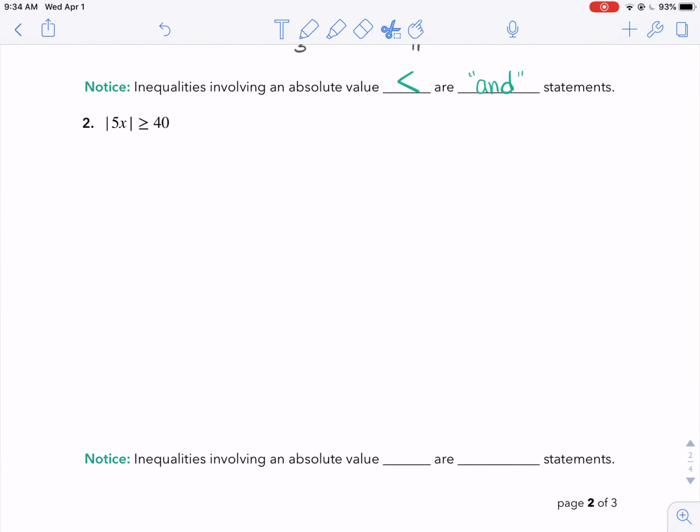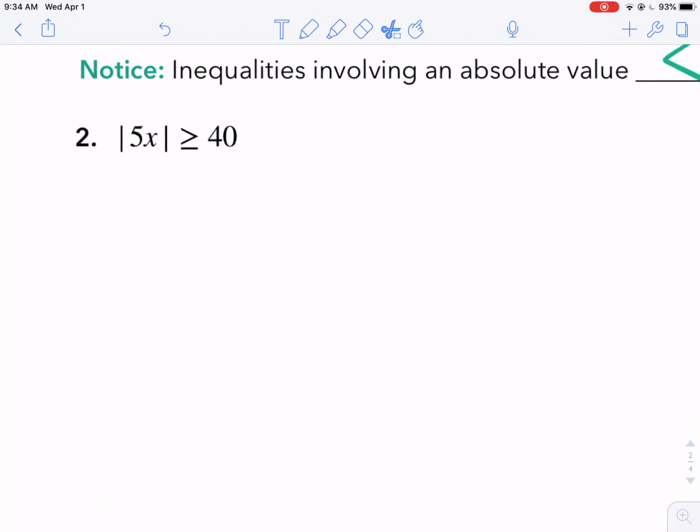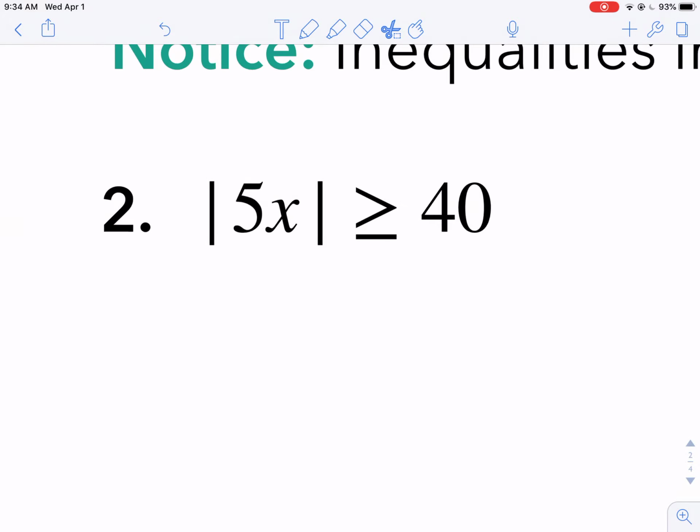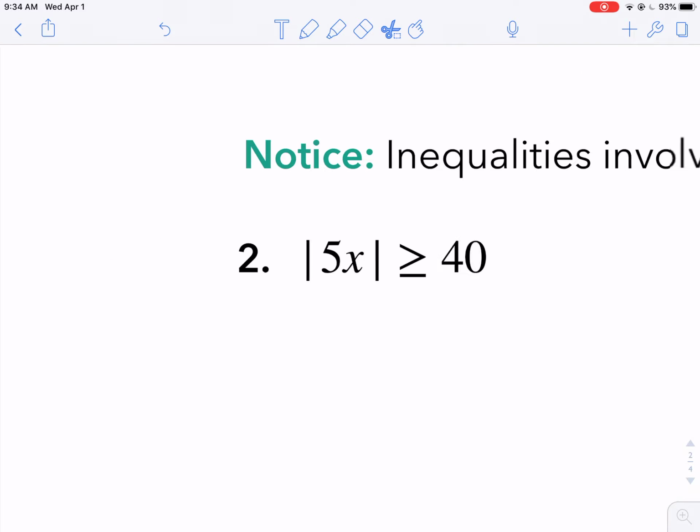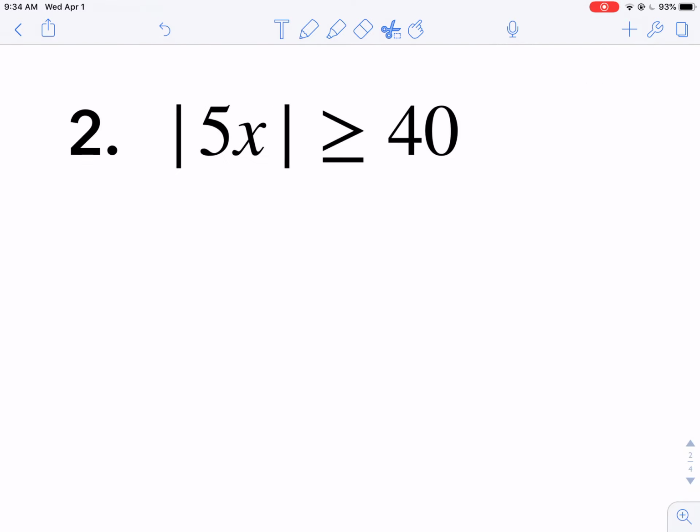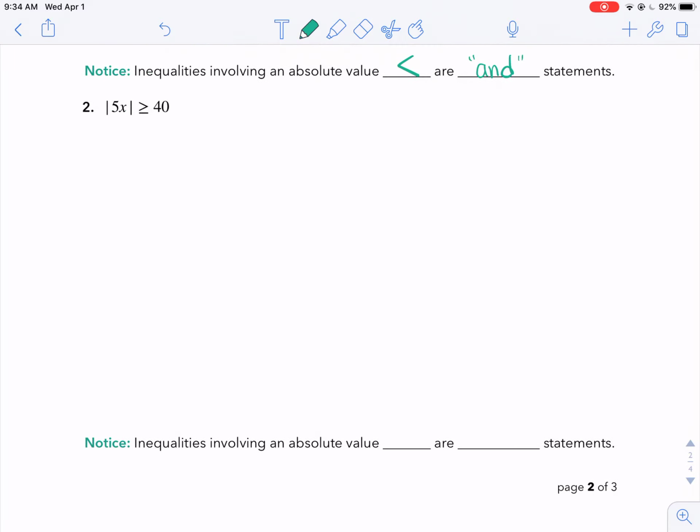Now let's look at one that's a greater than symbol. So we have the absolute value of 5x is greater than 40. Now what are we going to do? Oh, let's split it up into a positive and into a negative.